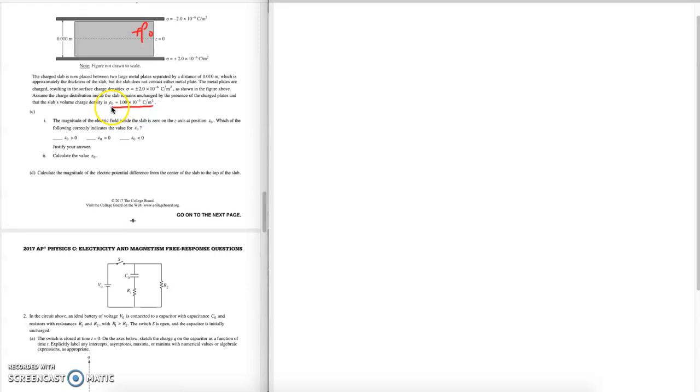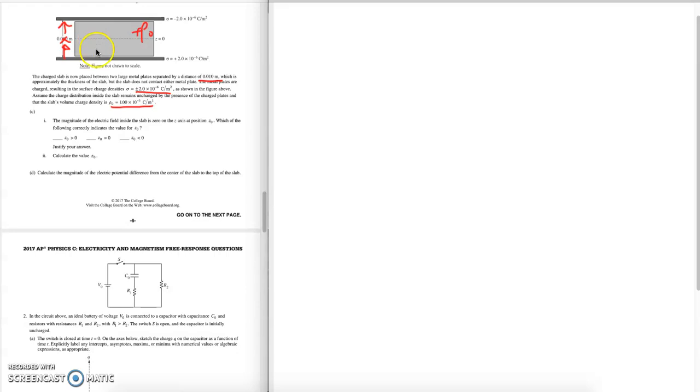Now they've also told us a number for this, and they've told us a number for that. Oh, and they've also given us the distance between them. All right, the magnitude of the electric field inside the slab is 0 at position Z0. Okay, so if we ignore the slab, the positive plate has a field that points up, and the negative plate up top also has a field that points up if you happen to be standing here. If you're standing in the middle, the bottom plate's electric field points up, and the top plate's electric field points up, because electric fields point away from positives and toward negatives.